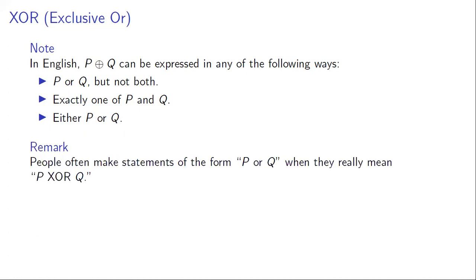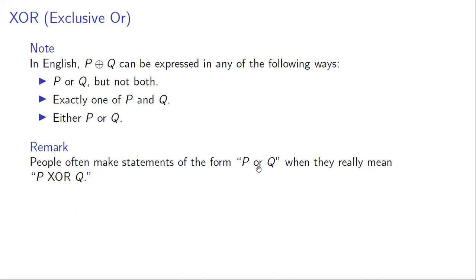Now, it's a little problematic sometimes because people often make statements of the form P or Q when they really mean P XOR Q. This comes up in everyday conversation and sometimes even in mathematical contexts. So you have to be aware of the context, or you could ask for more information if you're not sure. Ideally, "or" just means inclusive or, and to say XOR, you would use one of these expressions.